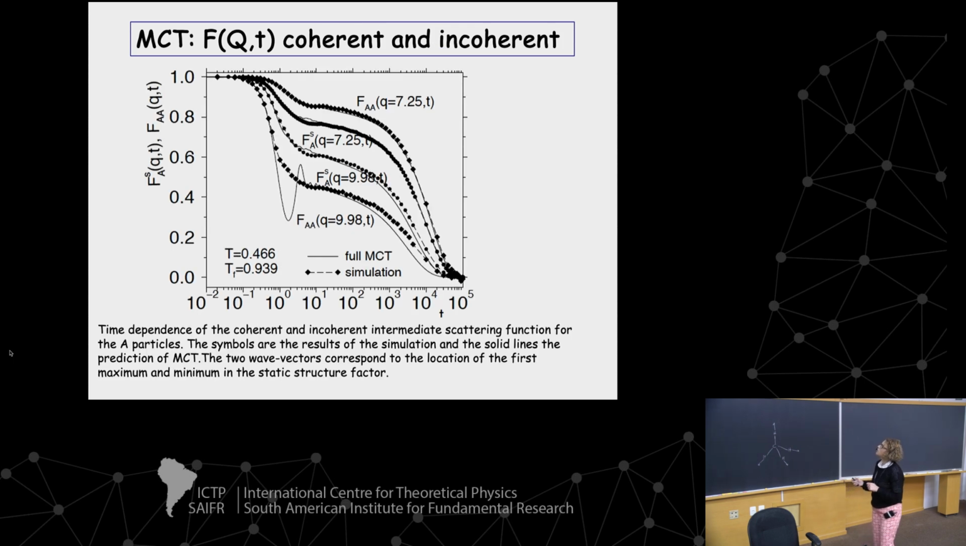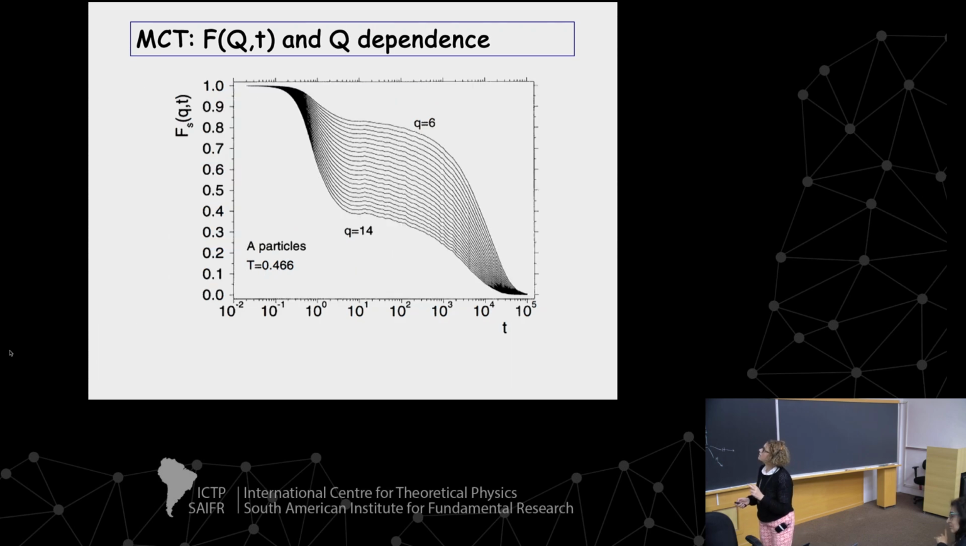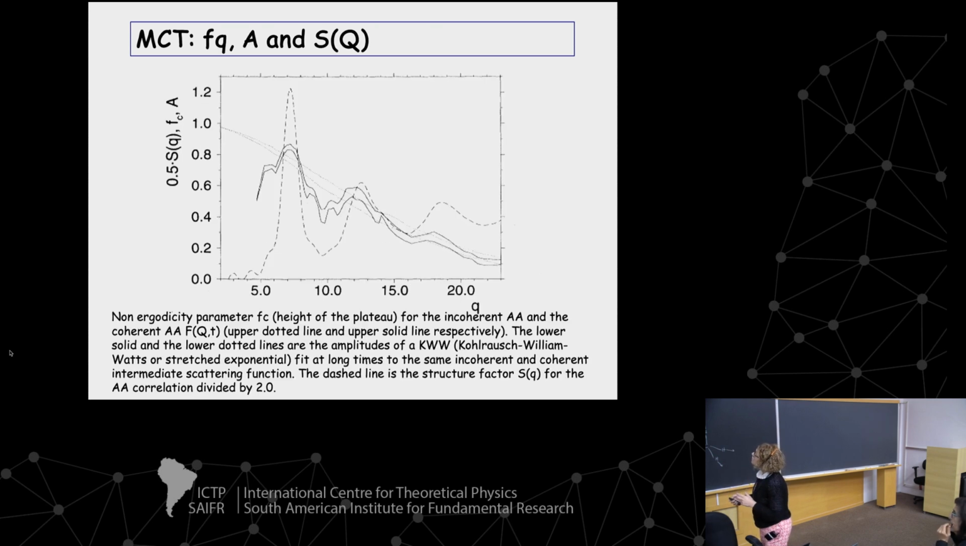Another thing that I wanted to show you here is the difference between the self and the coherent. So you see, for example, this one is the coherent and this is the self. The coherent, you have more of these oscillations that are the signature of the correlations between the particles. This here is the self-intermediate scattering function as a function of Q, which is the thing that I was telling you. By looking at different lengths, you see slightly different correlation between the particles.